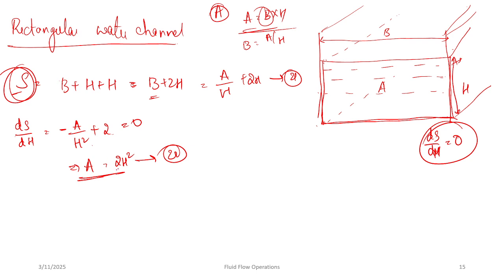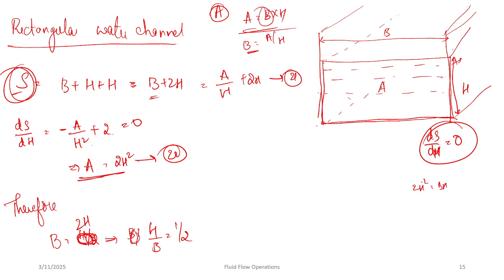So if the area is 2 into H square, then the wetted perimeter for this rectangular channel will be minimum. You have a relation for A and H, so you can also calculate B, right? In this case, B will be equal to 2H. So H by B will be equal to 1 by 2. That's equation number 23.